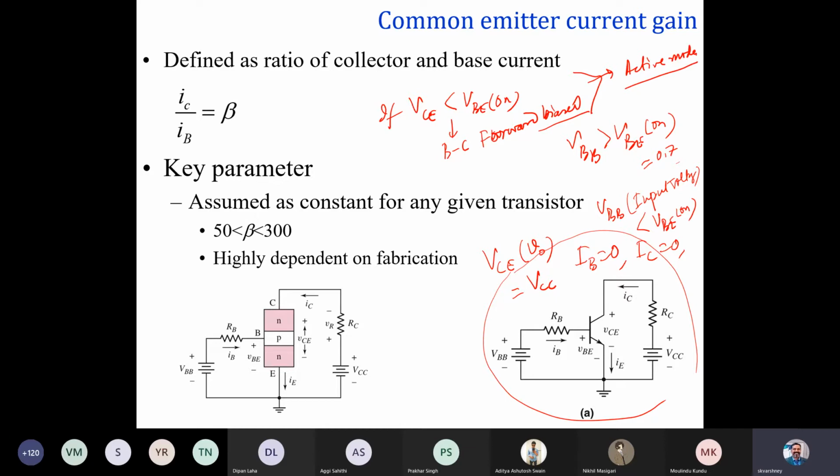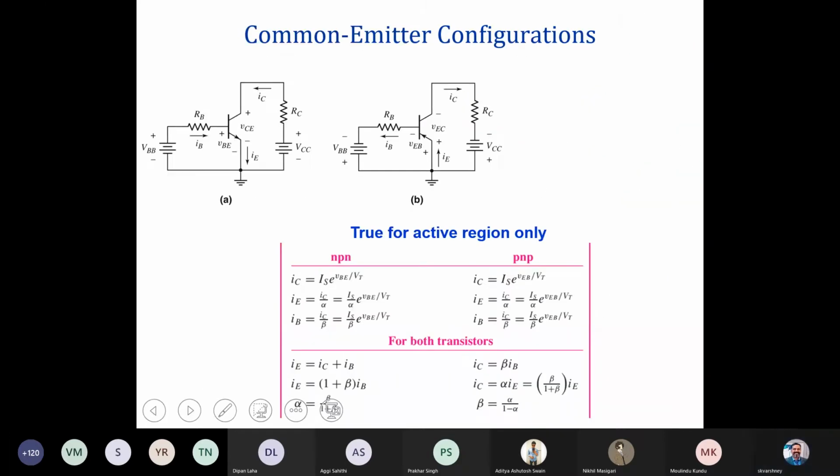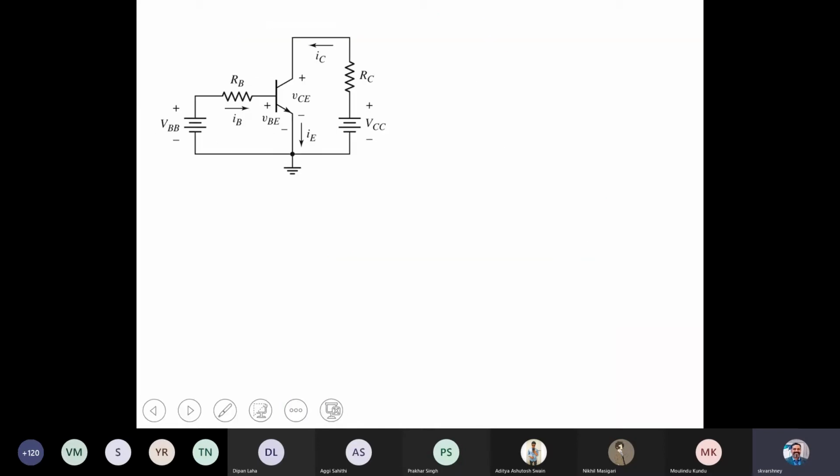If the output voltage is greater than VB on, it is in the active mode, as we will see from the characteristics soon. So this is kind of a summary for NPN and PNP. I think this we have done.